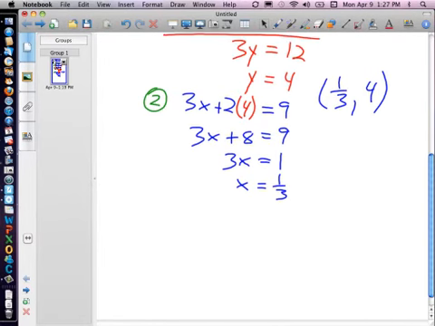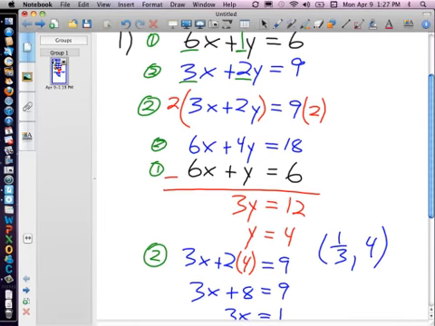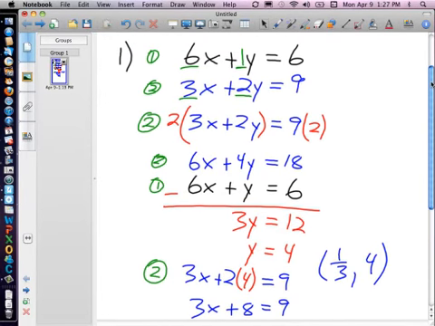So let's scroll up and see if we can do this mentally. We may or may not be able to do it mentally. Let's find out. Okay, 6 times 1/3. That we can do mentally. So 2. 6 times 1/3 is 2. Plus 4 is 6. So it works for the first equation. And then 3 times 1/3 is 1. So 1 plus 8 is 9. So this is the correct answer after double checking. Let's try another one.